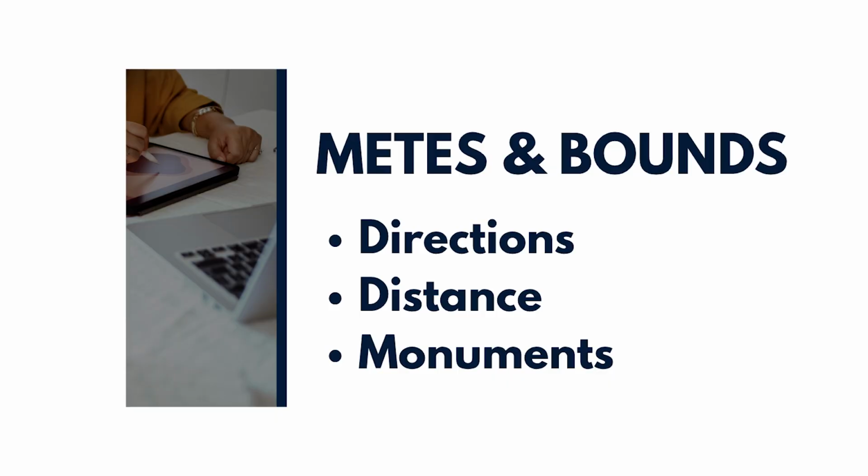For example, a meets and bounds description may begin at a specific point, then describe boundary lines by stating the direction and distance to the next point. These reference points are often called monuments, which can include natural features such as rivers or trees, or man-made markers such as stakes or survey markers.